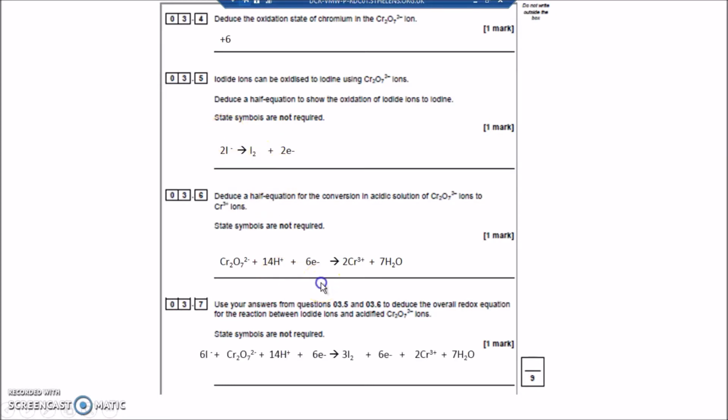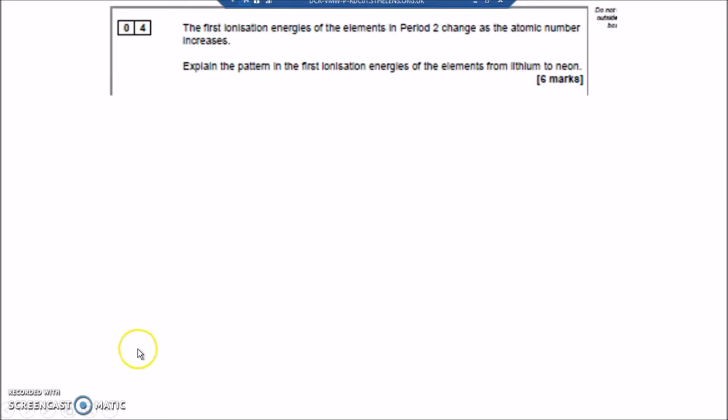Then I add everything up on the left. Once I've multiplied this top one by 3, I've got 6I minuses on the left here. Anything else on the left in my other equation, because I'm adding this on as well? Cr2O72 minus, 14H plus and 6 electrons. And on the right hand side I've multiplied this by 3, remember, so I've got 3I2, 6 electrons, 2 Cr3 pluses and 7 waters. Now my electrons will cancel, and I end up with 6I minus, Cr2O72 minus, 14H plus makes 3I2, 2 Cr3 pluses and 7 waters.